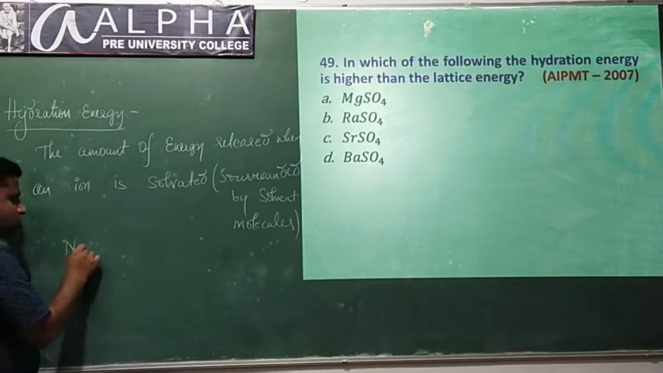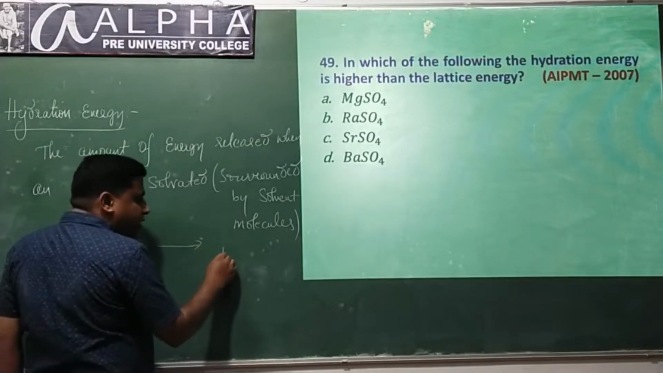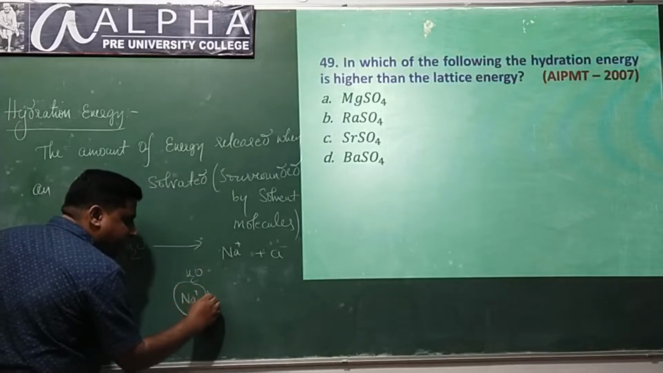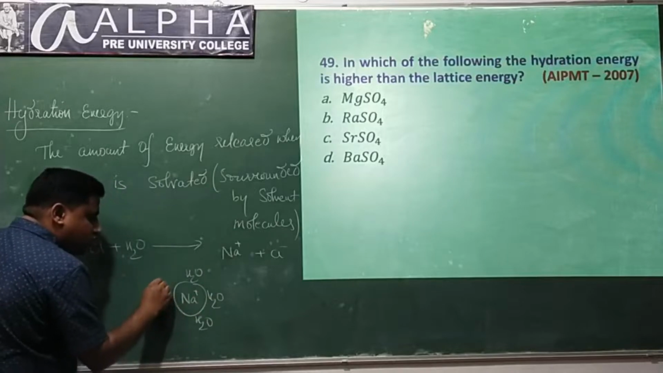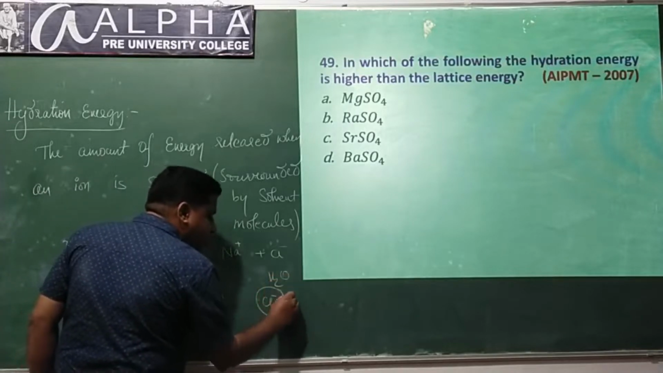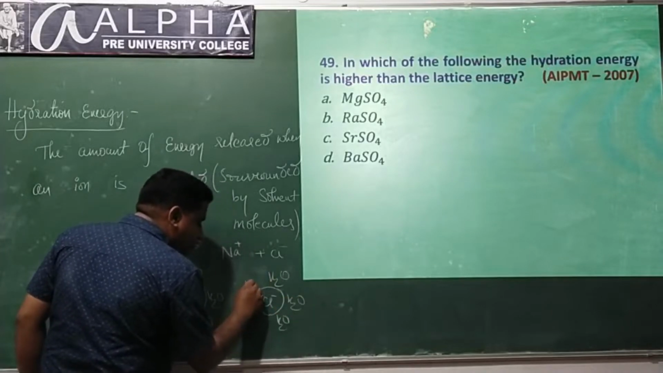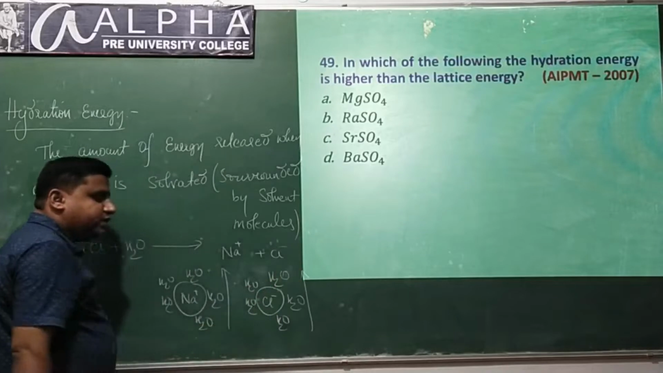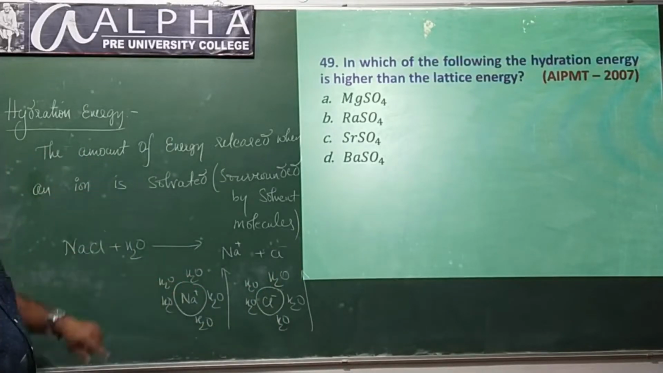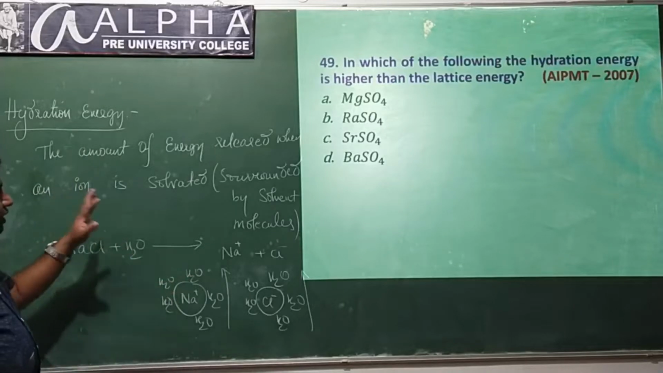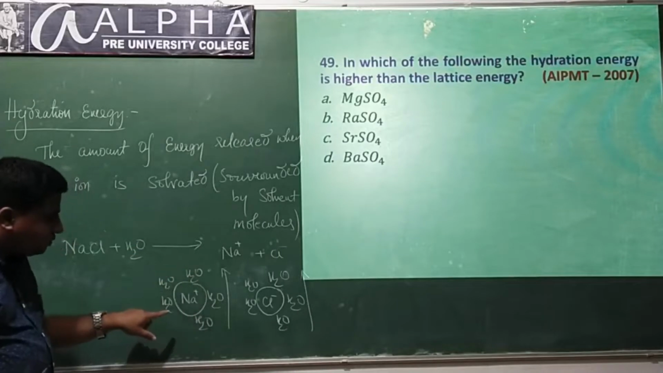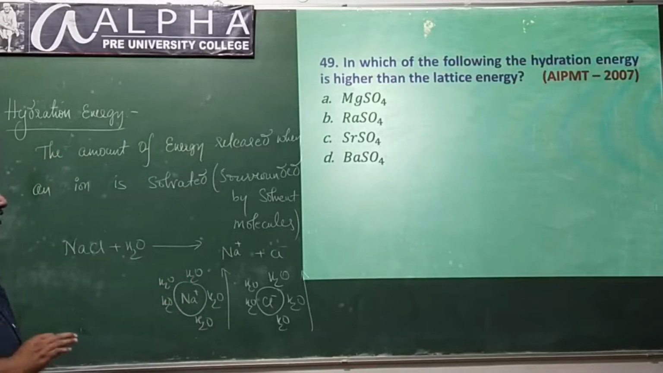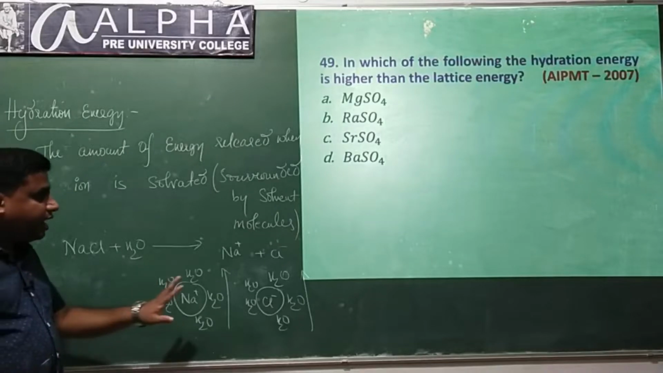Look here, when I dissolve sodium chloride in water, sodium chloride will split to give Na plus ions and Cl minus ions. Each Na plus ion will get surrounded by solvent molecules. Water is the solvent here, so each ion will get surrounded by water molecules. This is what we call solvation. When the ions get surrounded by solvent molecules, energy is released, and the amount of energy released is called hydration energy.